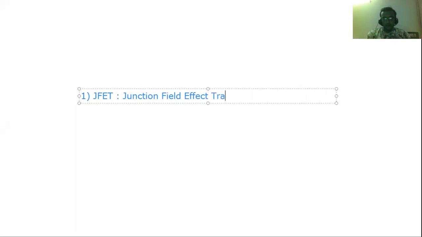I have written this here, please see carefully. This is the first point. What is the full form of JFET? JFET is known as junction field effect transistor. Junction field effect transistor.